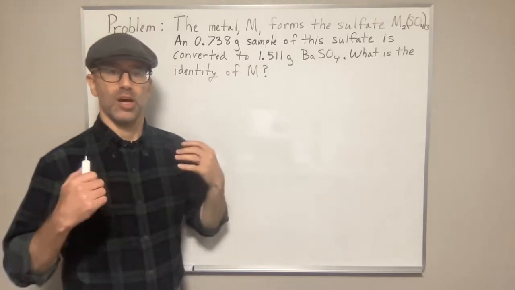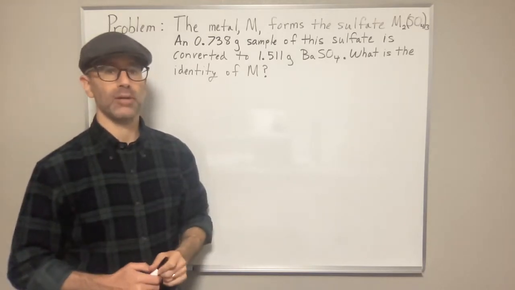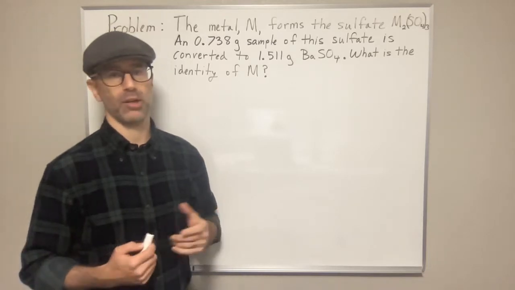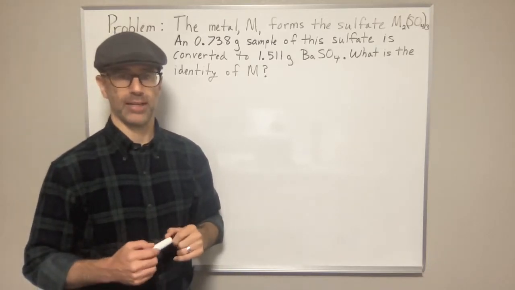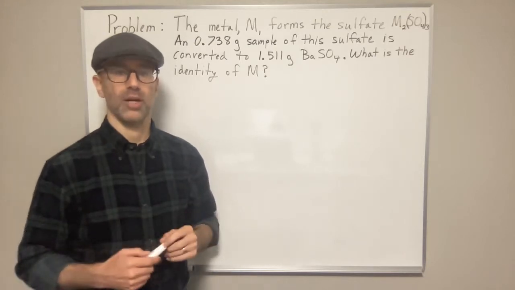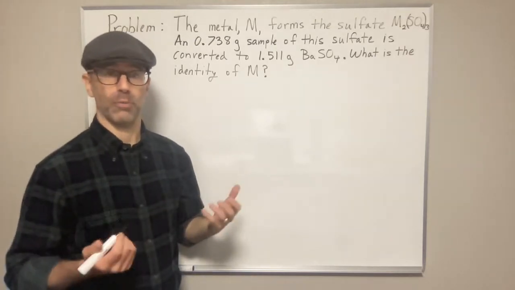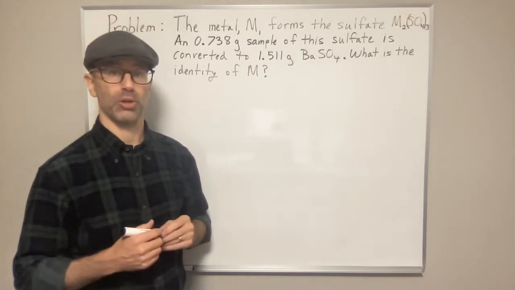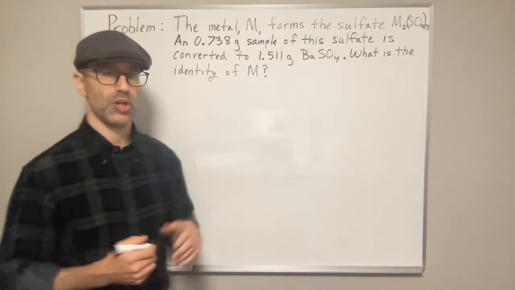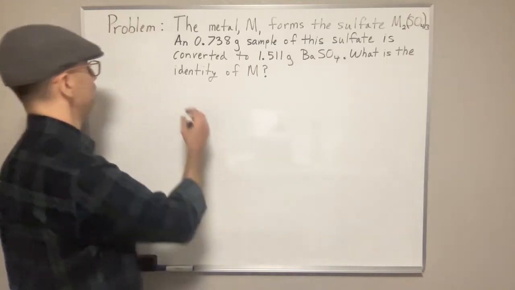Now, the way you're going to identify a metal is if you know the molar mass of the metal, you could look that up on the periodic table. So that would be a nice thing to know. So that would be our goal. We need to find the molar mass. So what do you need to know in order to find the molar mass?